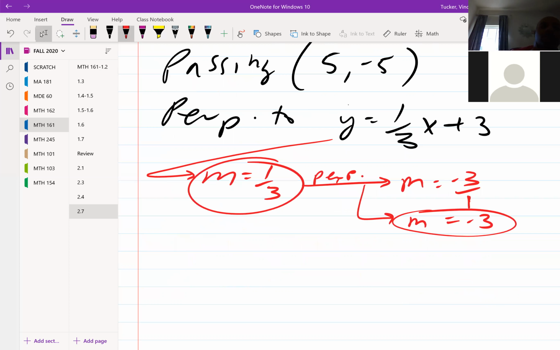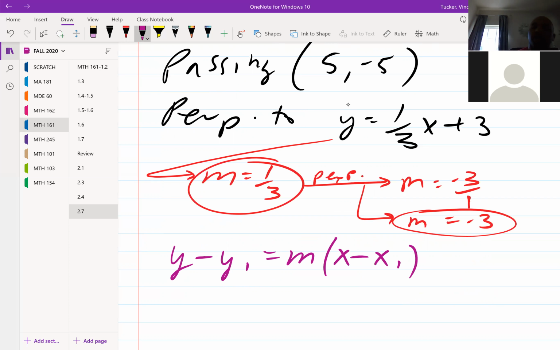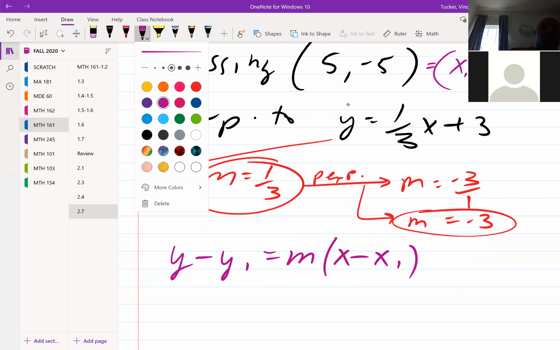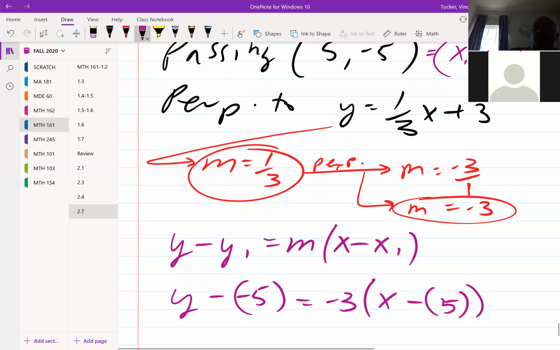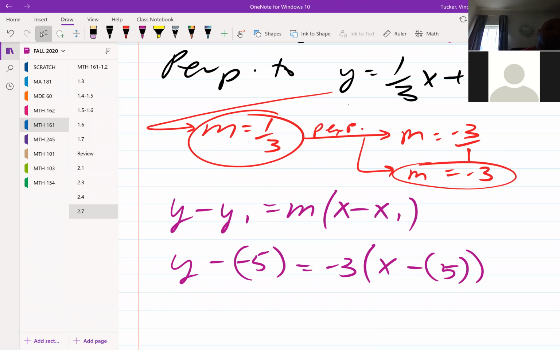All right, and so now we can use point slope form, y minus y1 equals m times x minus x1, where this is going to be our (x1, y1). Plug it in accordingly. So y minus -5 equals -3 times x minus 5. Y plus 5. Distribute the -3.